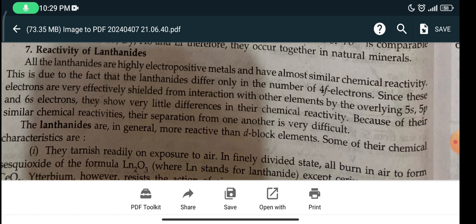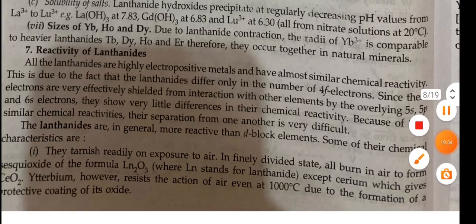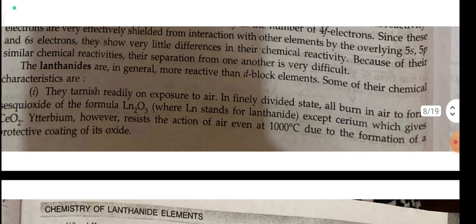Lanthanides are in general more reactive than d-block elements. Some of their chemical characteristics: they tarnish readily on exposure to air in the finely divided state, and burn in air to form sesquioxides of the formula Ln2O3, where Ln stands for lanthanide, except cerium, which gives CeO2.